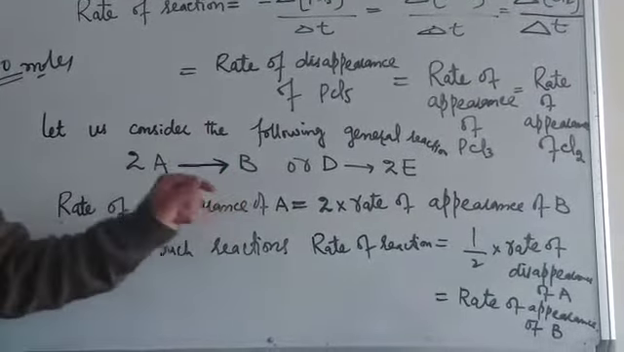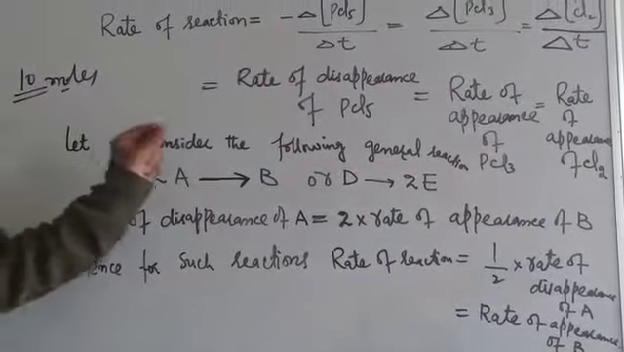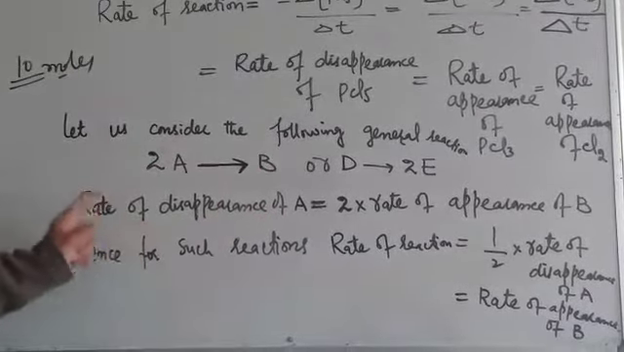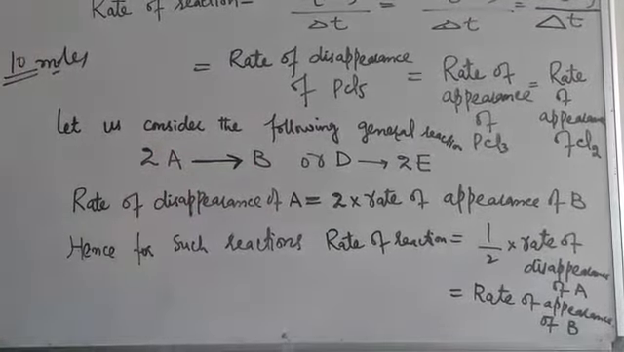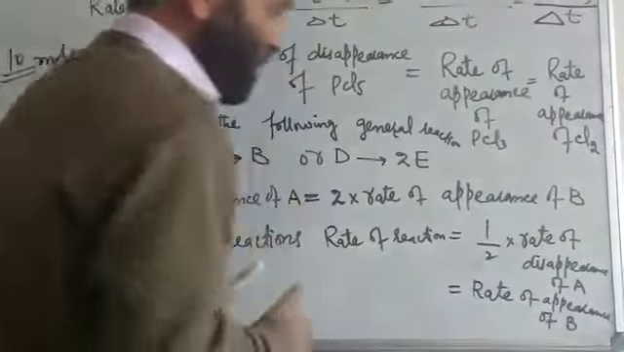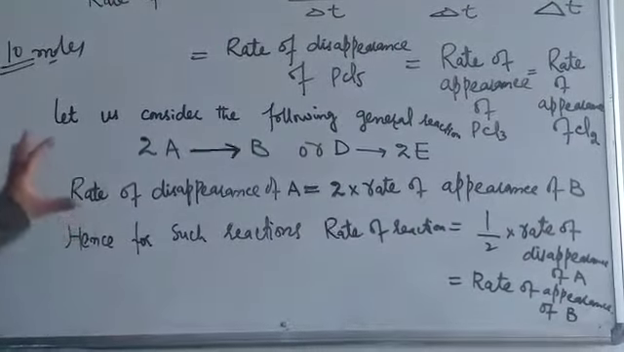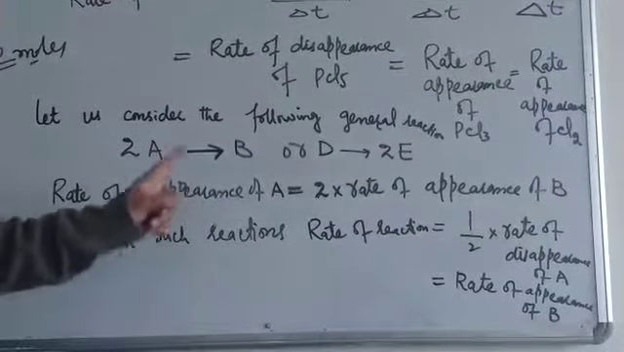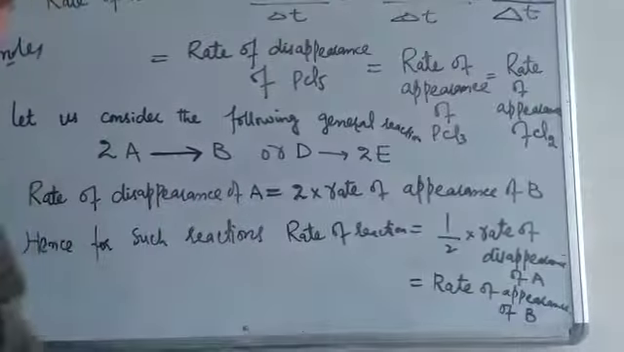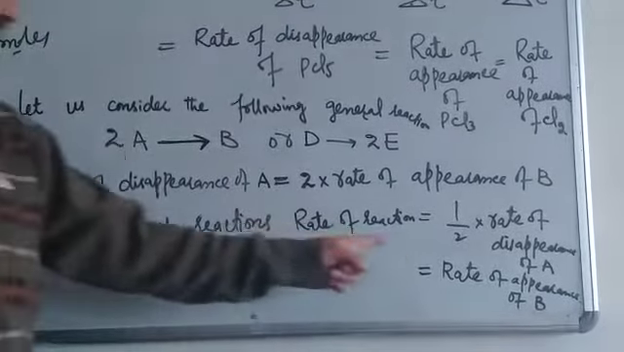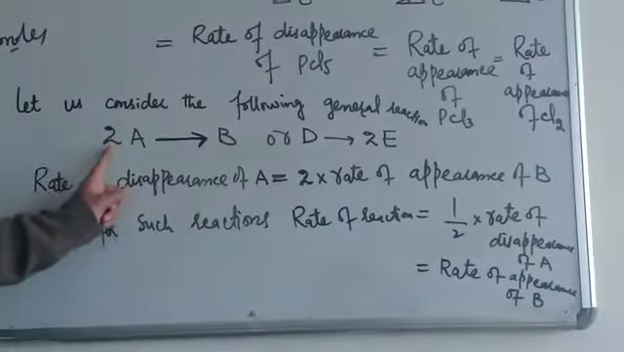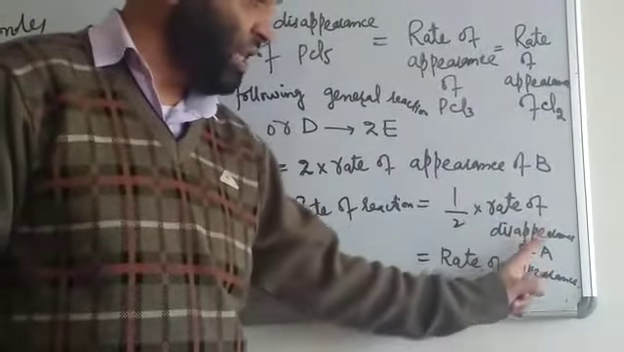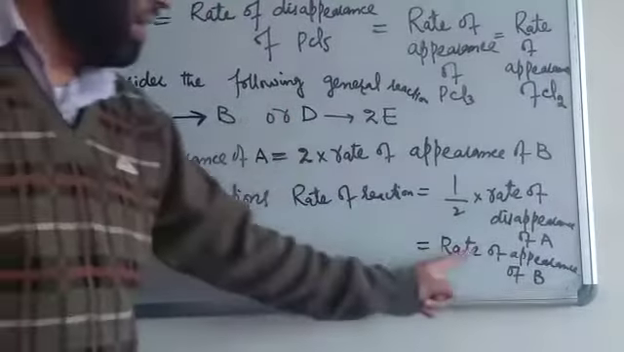It means in the same time if 10 moles of this reactant are disappearing, only 5 moles of B will appear. It means that the rate of disappearance of A is twice the rate of appearance of B. So in order to get the same value for the rate of reaction, we have to divide these by their stoichiometric coefficients. Thus, for such reactions, rate of reaction is 1 by 2, because in this case the stoichiometric coefficient is 2, 1 by 2 into rate of disappearance of A is equal to rate of appearance of B.